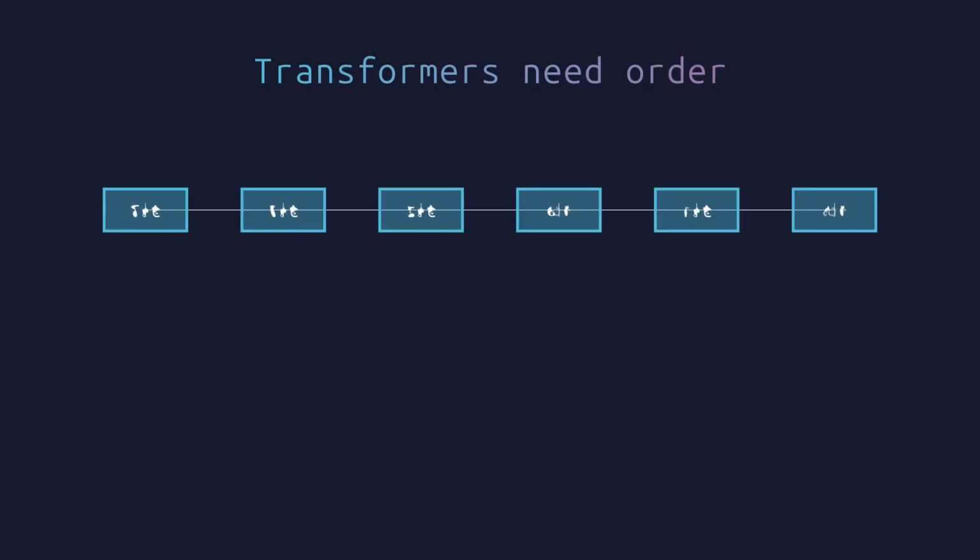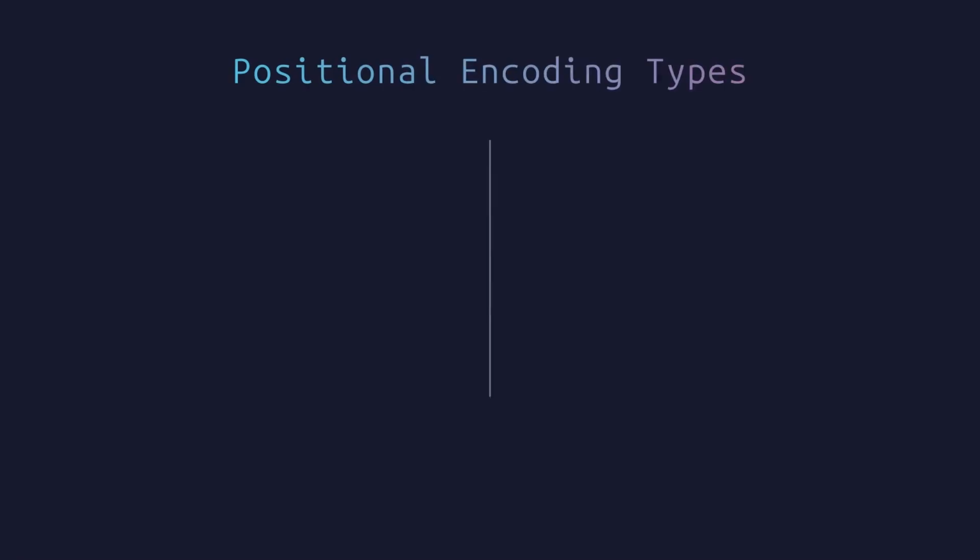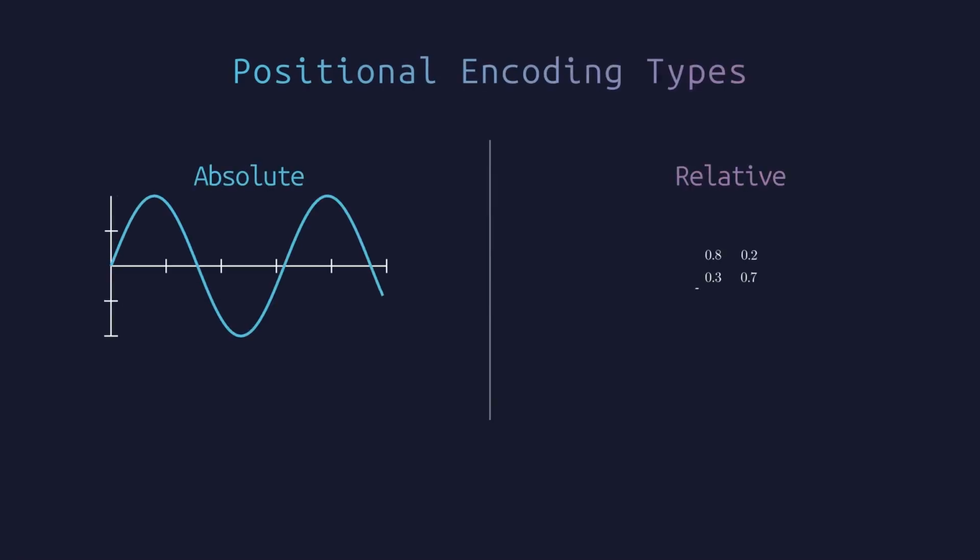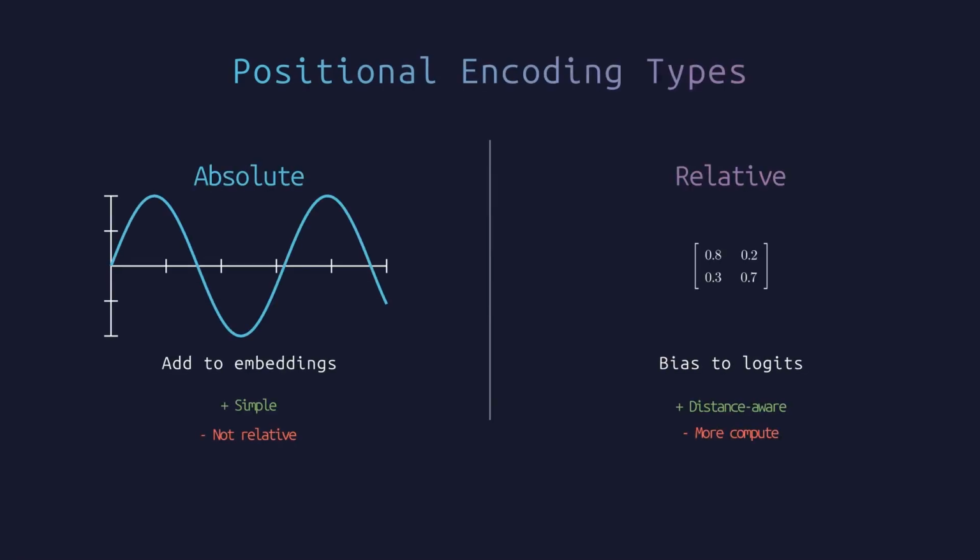Shuffle the tokens, and the self-attention mechanism doesn't care. That's a problem because word order matters. We need to inject positional information somehow. The classic approach is absolute positional encoding. Add sinusoids to token embeddings. Simple, but not relative. An alternative is relative positional bias, added directly to attention logits. That's distance-aware, but adds compute. RoPE finds a middle ground.